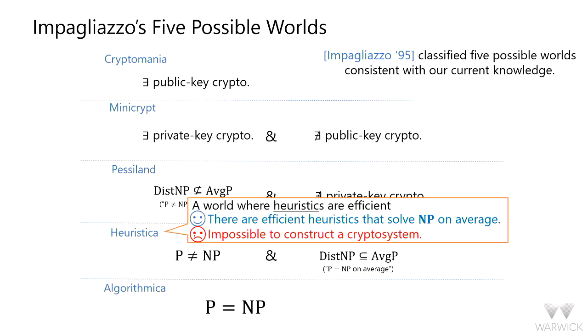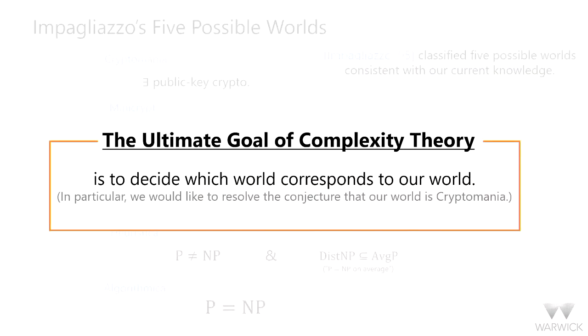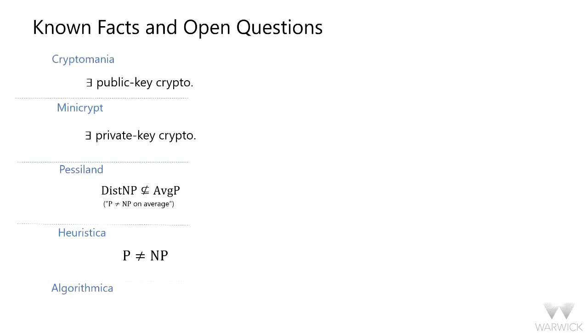So Heuristica is a world in which heuristics are quite efficient, in the sense that distributional NP is in average P, but P is not equal to NP. So we have five possibilities, and the ultimate goal of complexity theory and cryptography is to decide which world corresponds to our world. Let me explain what's known about this.